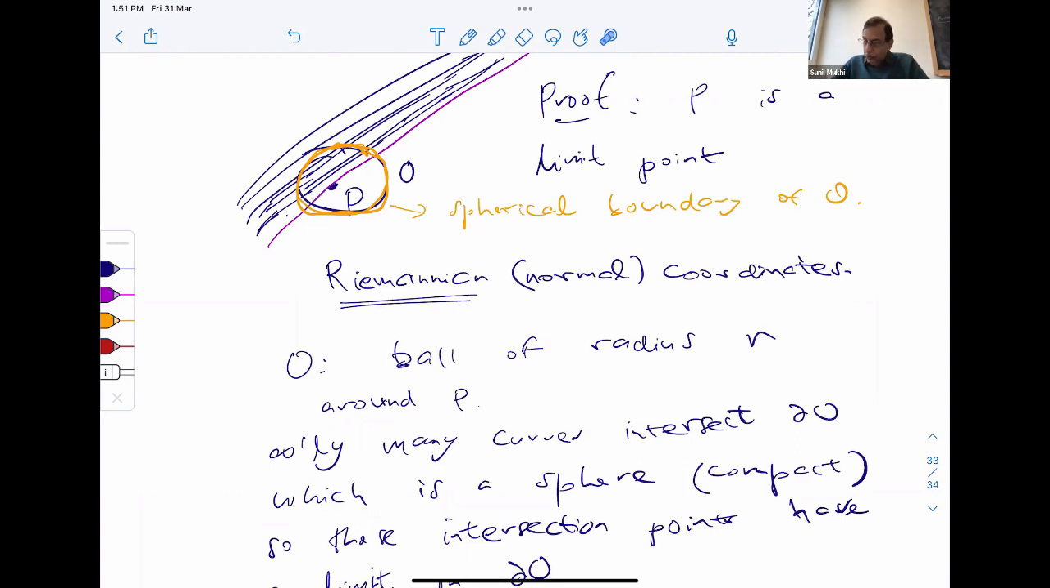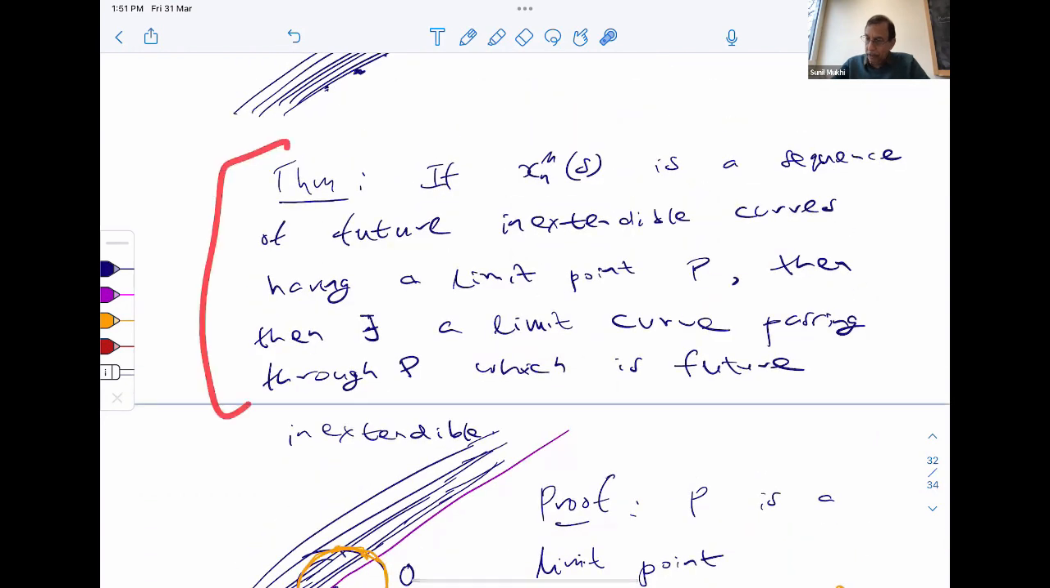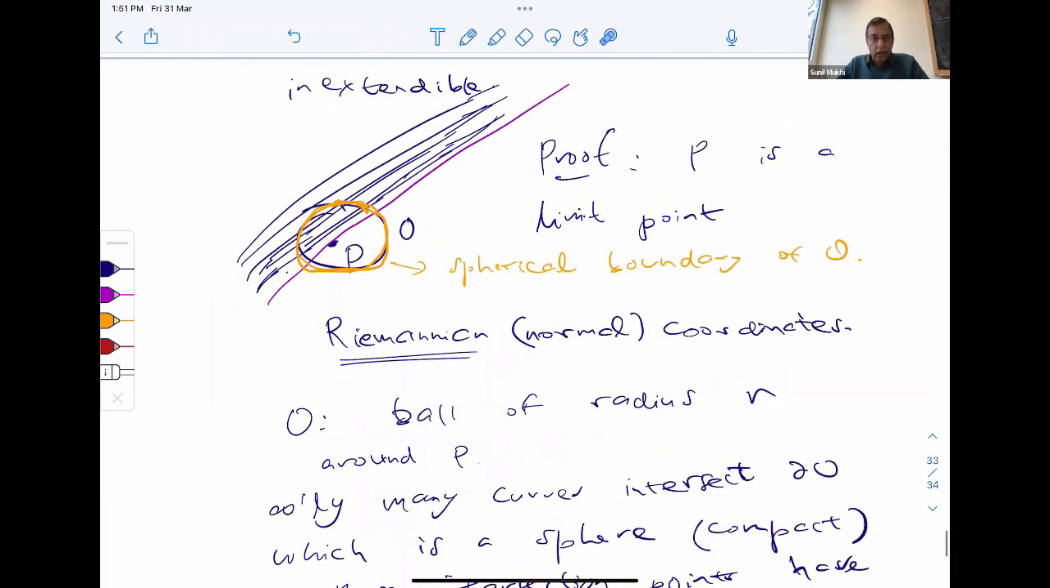And this proves the theorem, which says that a sequence of future inextendable curves, which has a limit point, has a limit curve passing through that limit point, and which is also future inextendable. So we are very close to proving compactness of CPQ. And the last step, I'll just quickly say in words, is very easy actually.